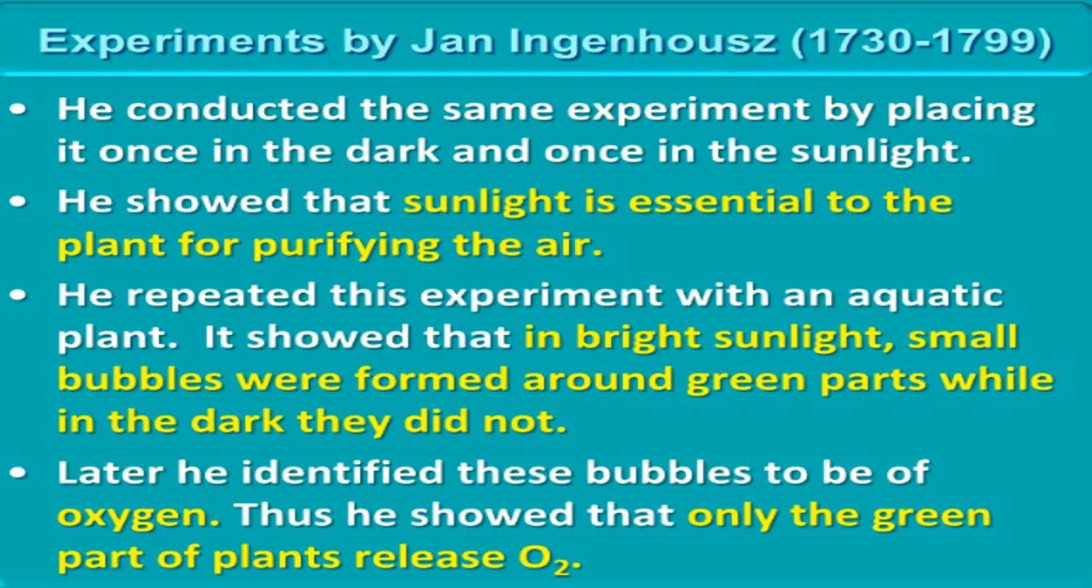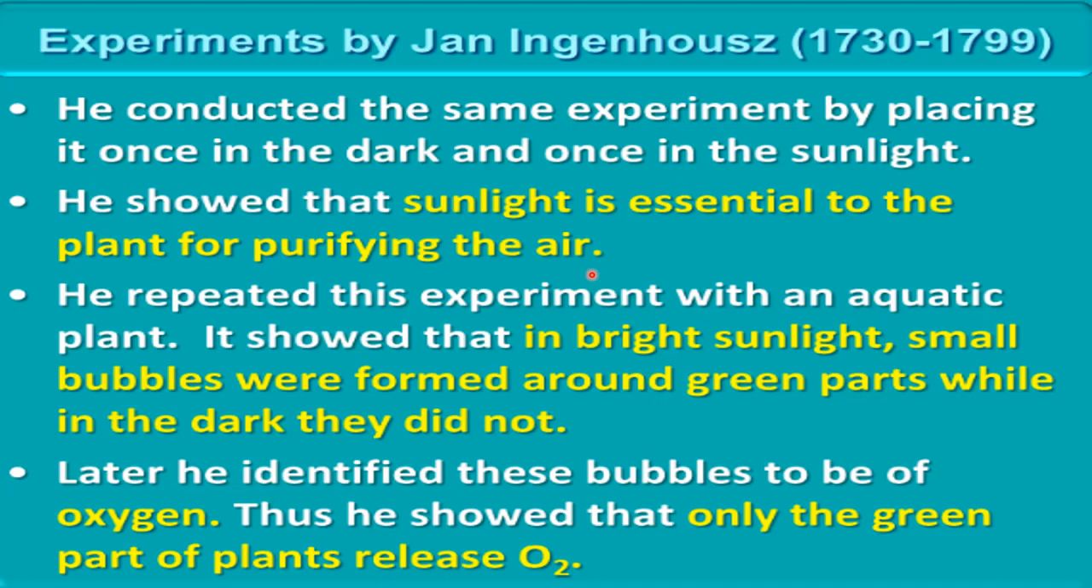Next is about experiments by Jan Ingenhousz. So Jan Ingenhousz did his experiments from 1730 to 1799. He conducted the same experiment that was done by Joseph Priestley. He conducted it once in the dark, meaning the bell jar was once placed in the dark and once in the sunlight.